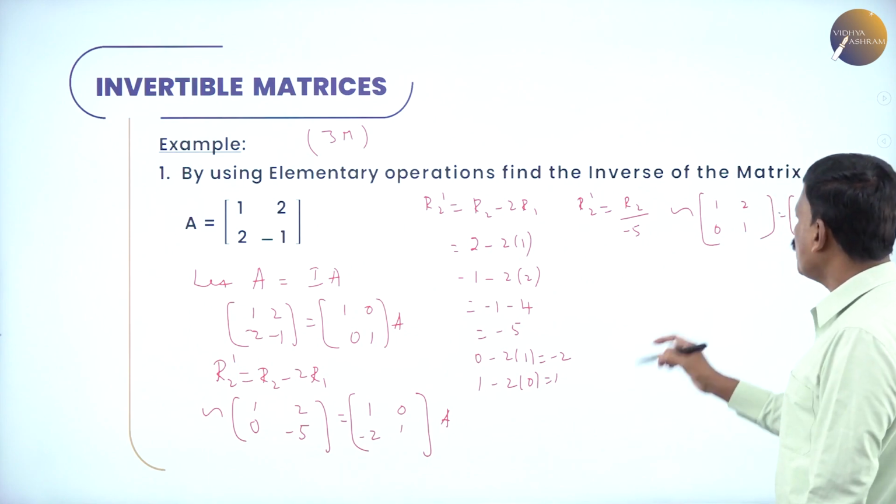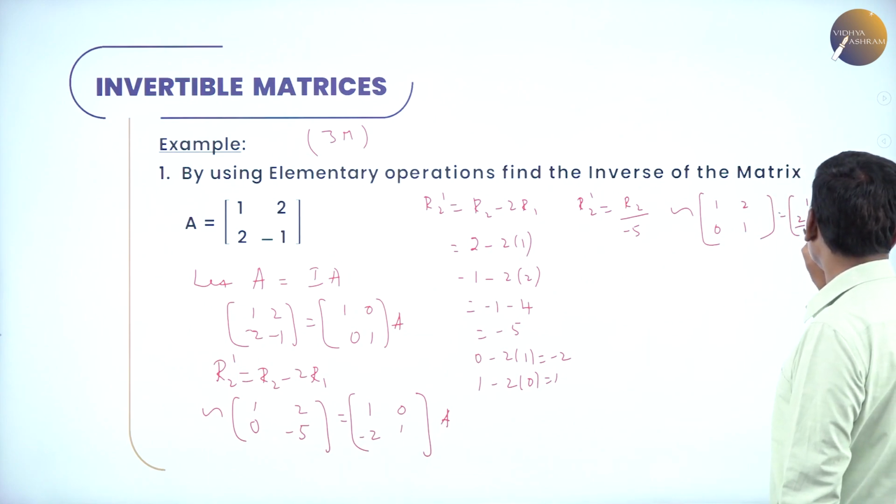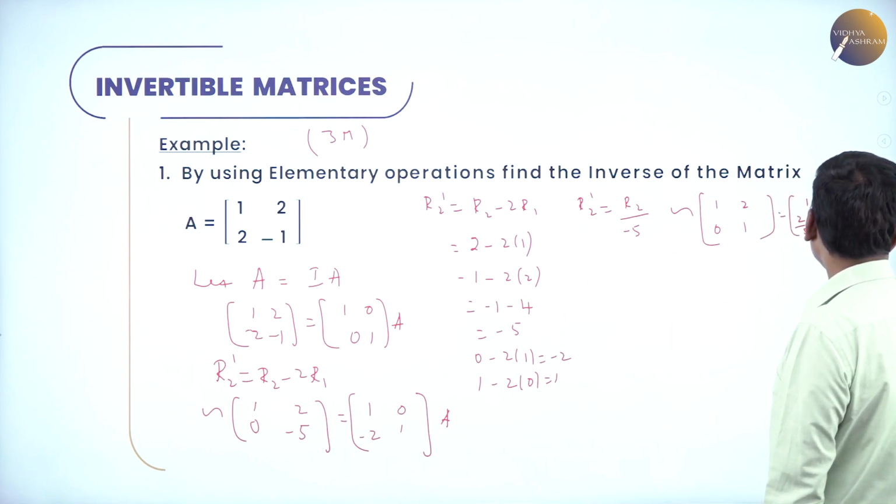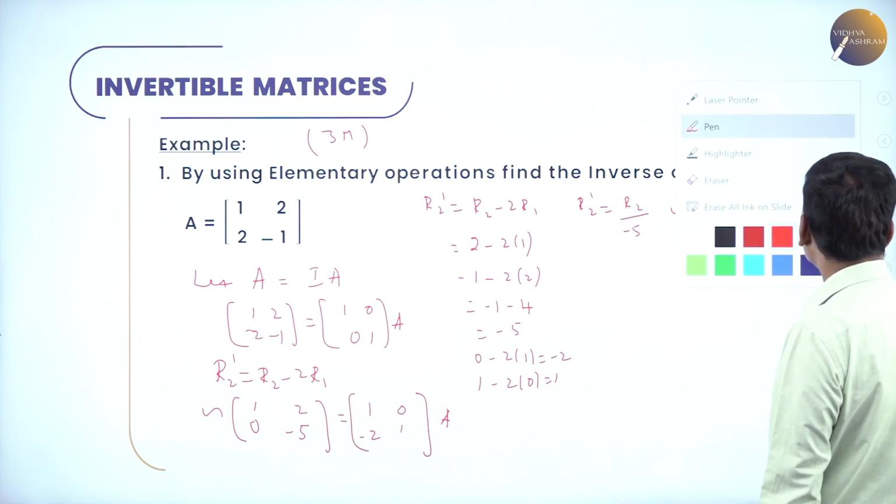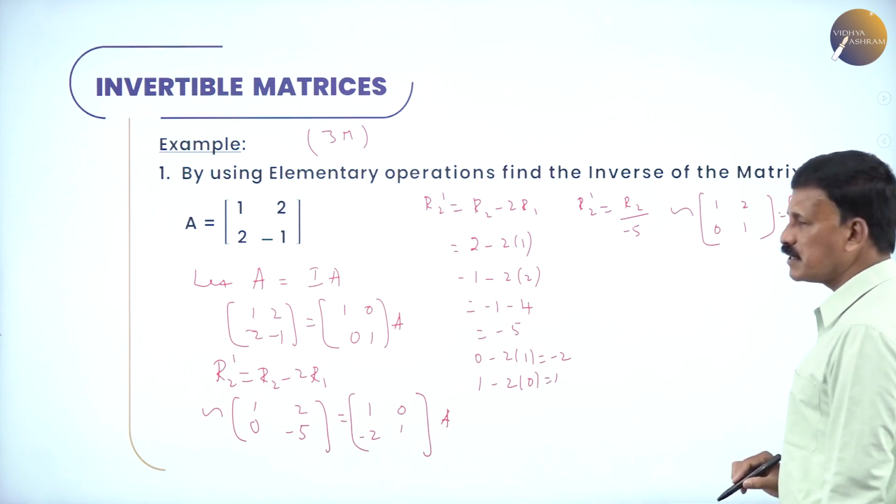And minus 2 by minus 5 is plus 2 divided by 5. And 1 by minus 5 is minus 1 divided by 5.